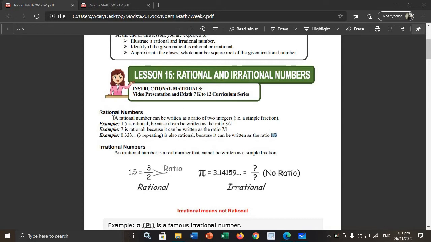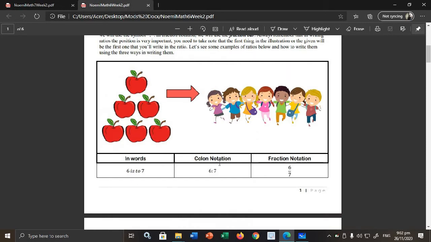Okay, so let's have these three examples. Let's say we have 1.5. Is 1.5 a rational number? Yes, 1.5 is a rational number because we can write 1.5 as a simple fraction or as a ratio, which is 3/2. Okay, so don't get confused if you see the word ratio but then you are seeing a fraction here, because way back when you were in grade 3, a ratio can also be written in fraction notation, no? As a fraction notation.